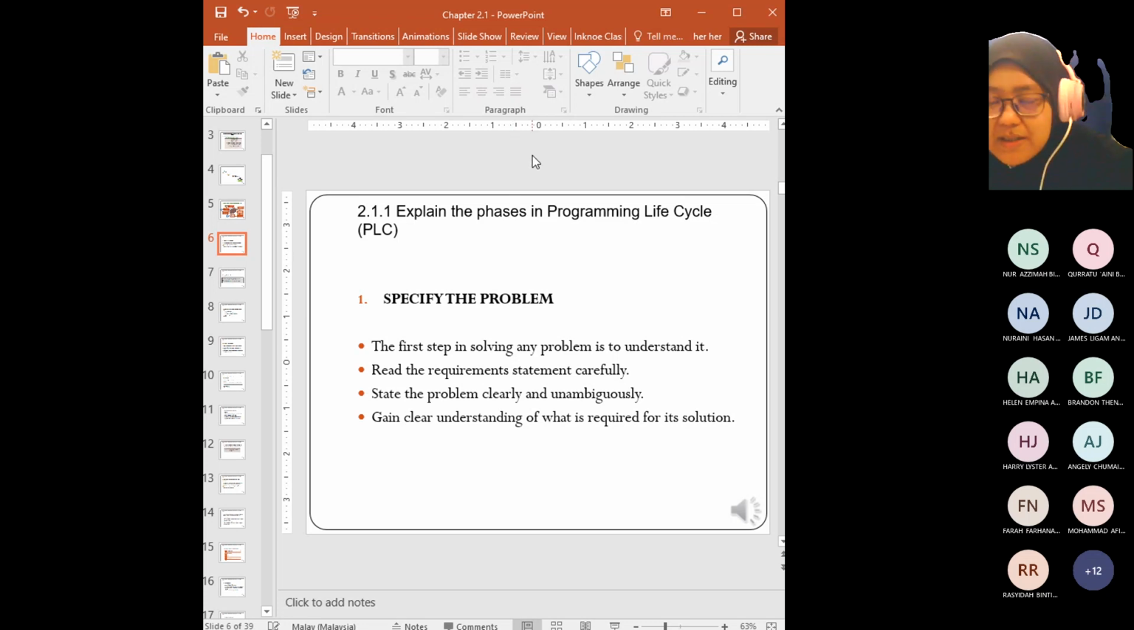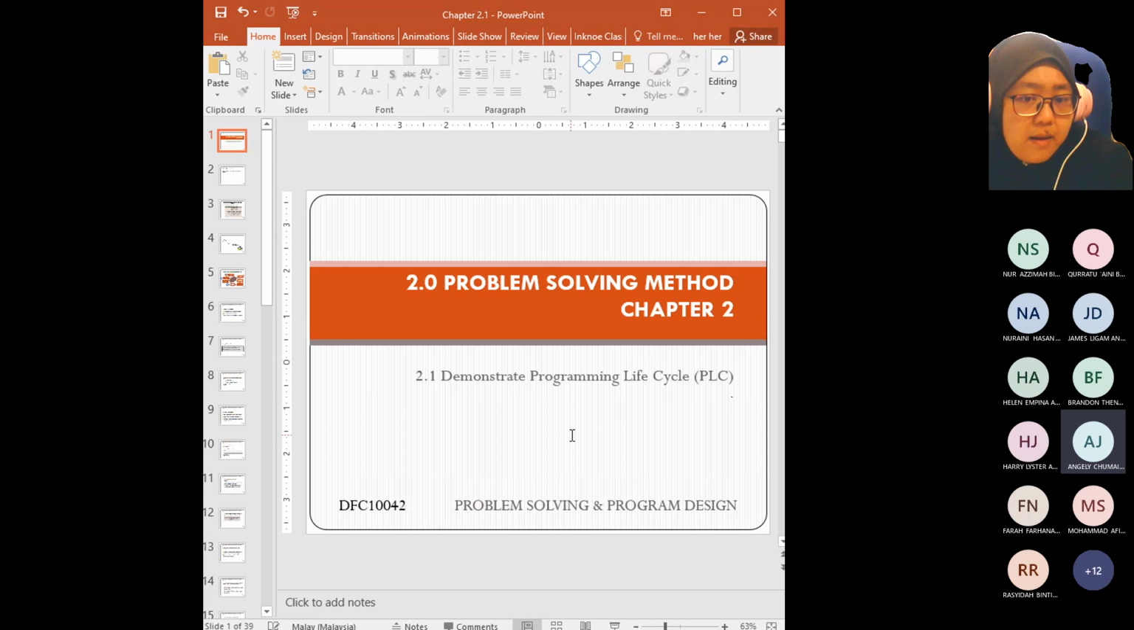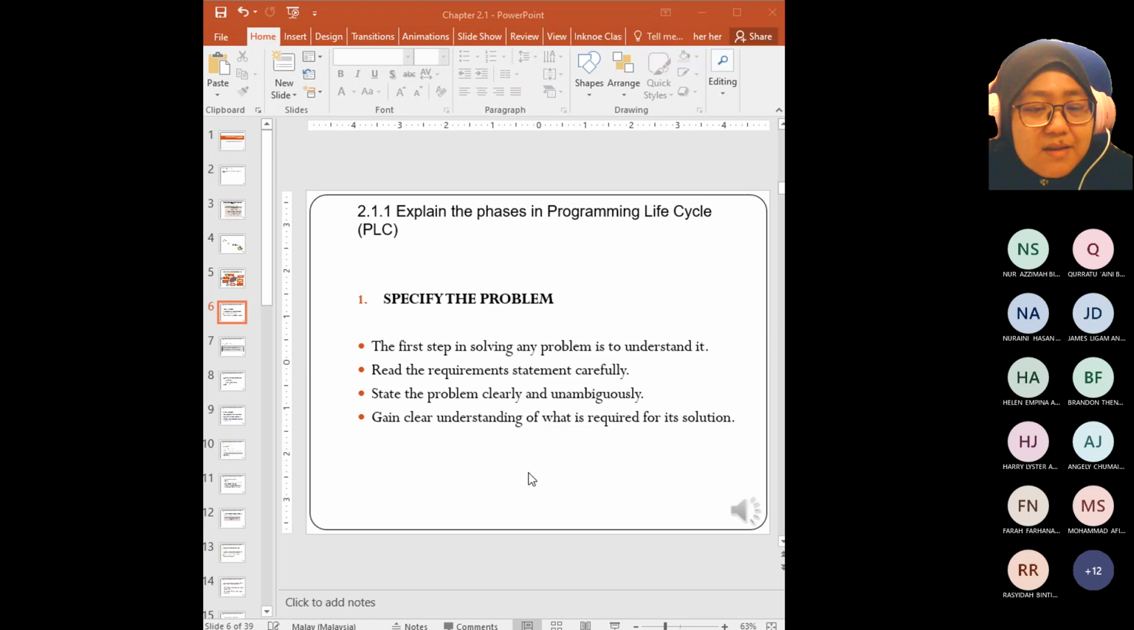So let's proceed. I'm going to go into one by one each of the phases that we have in PLC. So this actually require explanation. Boleh nampak skrin? Boleh nampak PowerPoint tak? Boleh, madam. Okay, kalau saya buka, saya tak guna slideshow dia tak apa ya. Saya guna macam ni je, boleh? Boleh je.